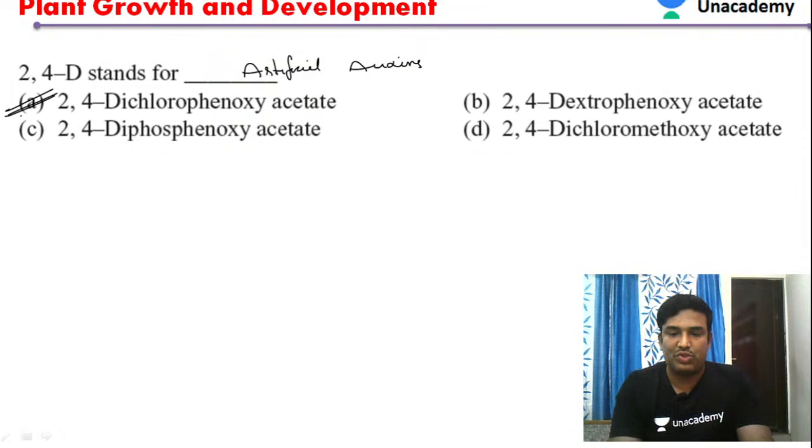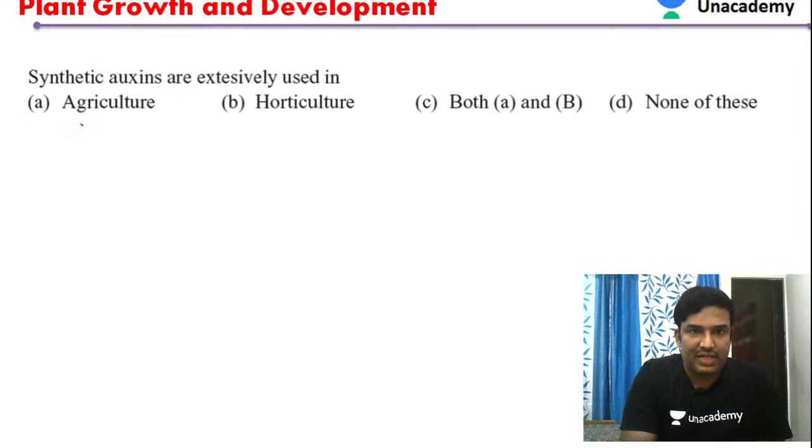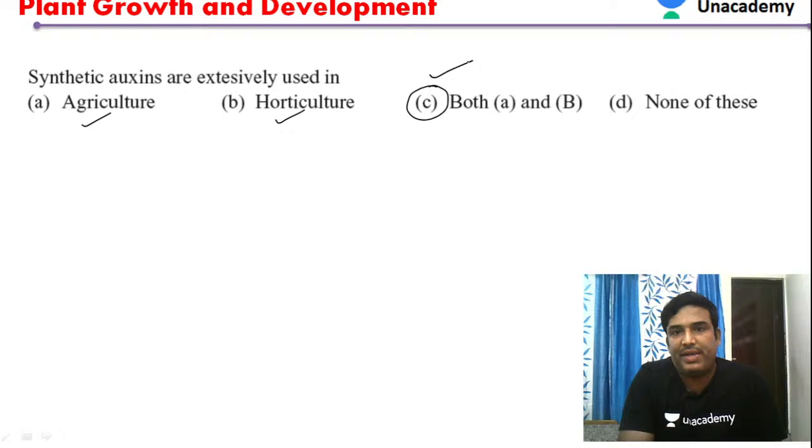So let's move to the next question. Synthetic auxins are extensively used in. That was the question. Synthetic auxins are used in agriculture and they are also used in horticulture. So both A and B can be answered.